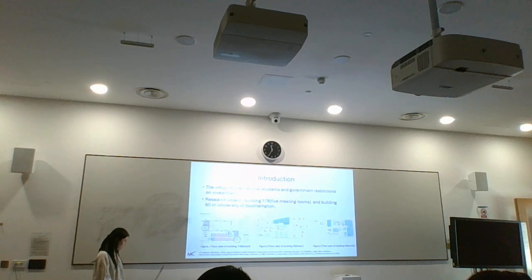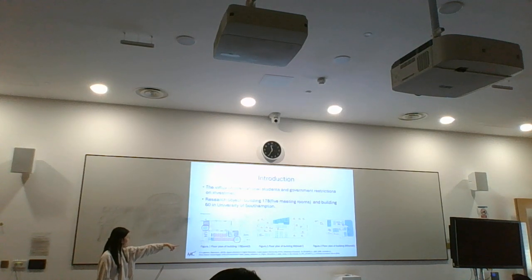So we select 2 buildings at the University of Southampton, building 178 and building 60. You can see in these pictures, figure 1 shows the floor plan of building 178, and we select 5 meeting rooms in it. In level 3, we have 3 meeting rooms. The red circles show the meeting room locations, and in level 4, we have 1 meeting room at the right, and in level 5, we have 1 meeting room in the same place.